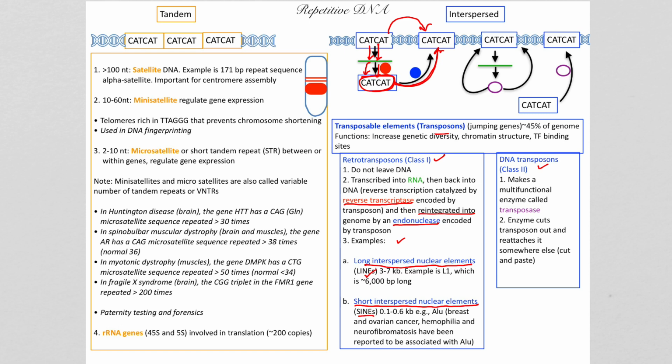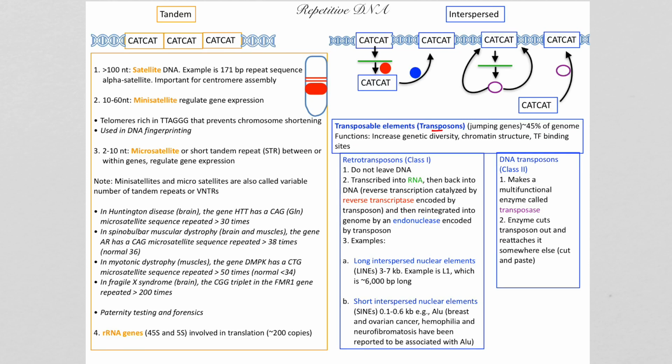An important SINE that is medically important is called the ALU repeat, and it has an association with a variety of diseases, including breast and ovarian cancer, hemophilia, and neurofibromatosis. All of these have been associated with ALU.